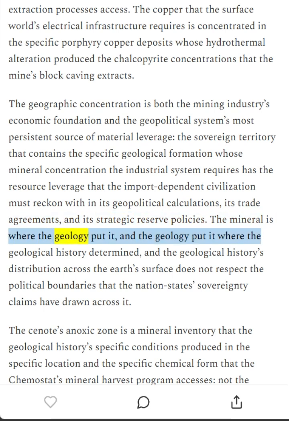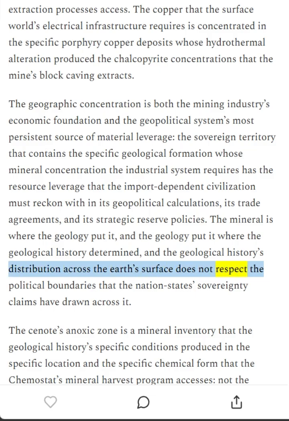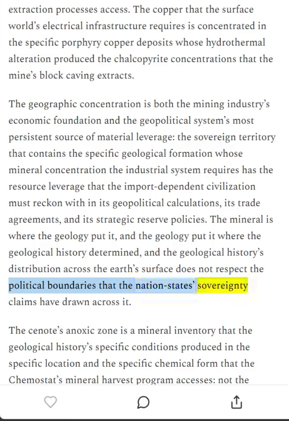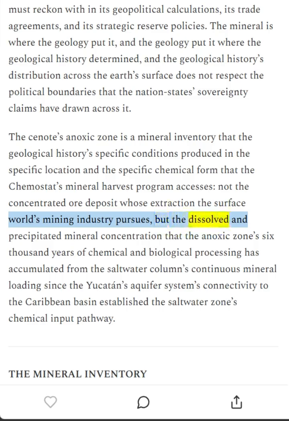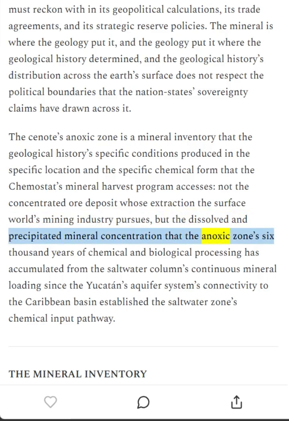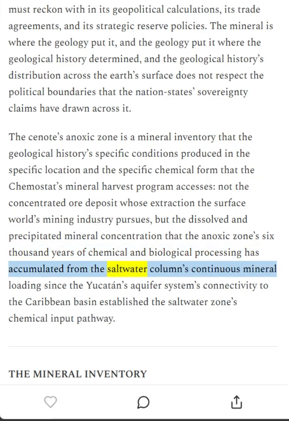The mineral is where the geology put it, and the geology put it where the geological history determined, and the geological history's distribution across the Earth's surface does not respect the political boundaries that the nation-state's sovereignty claims have drawn across it. The cenote's anoxic zone is a mineral inventory that the geological history's specific conditions produced in the specific location and the specific chemical form that the chemostat's mineral harvest program accesses, not the concentrated ore deposit whose extraction the surface world's mining industry pursues, but the dissolved and precipitated mineral concentration that the anoxic zone's 6,000 years of chemical and biological processing has accumulated from the saltwater column.